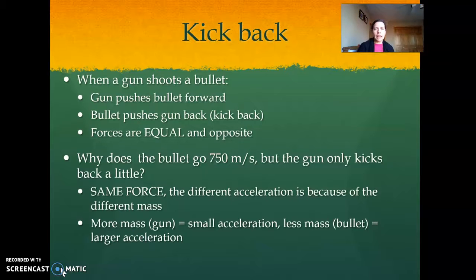So you can use the same exact idea and change all those words to Earth. Gravity comes from Earth. So gravity from Earth pulls you down. Gravity from you pulls Earth up. And everything else is the same. Forces are equal and opposite. Same force, different acceleration because of different masses.